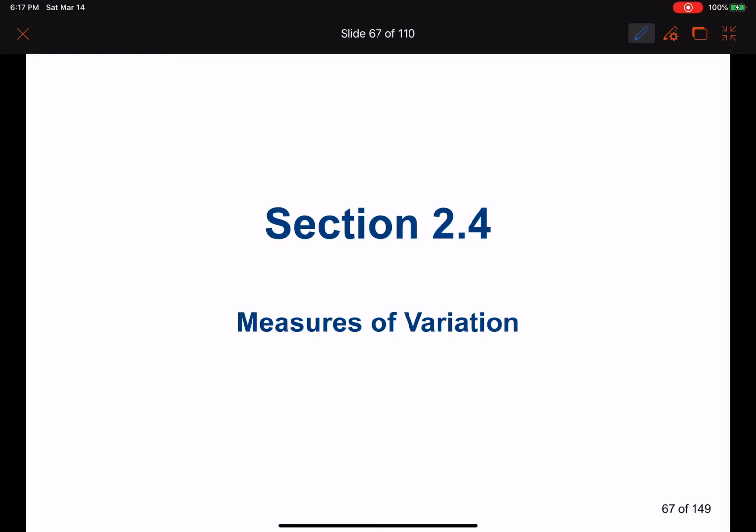Okay, in this video I'm going to cover measures of variation. So let's see what our objectives are going to be.